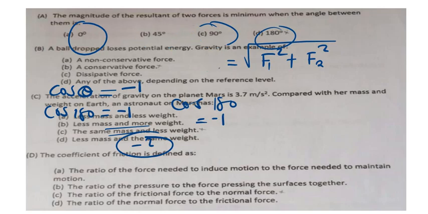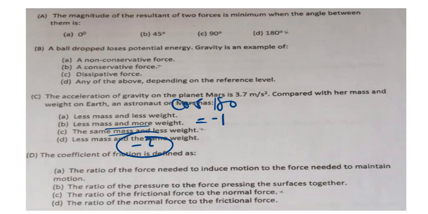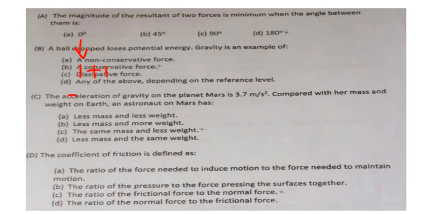Now let's also prove the other ones. Cos 0 gives us a 1. Now if we have two forces, we're going to have 1 plus 1, which will give us a 2. This is maximum. The other one, 180, gave us a -2.